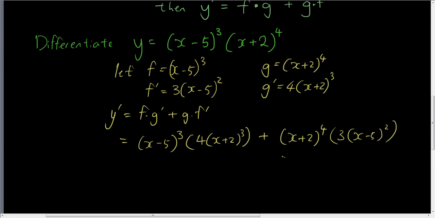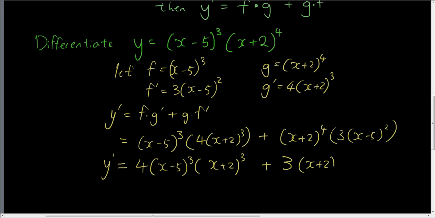So you can write this as y dash equals 4(x minus 5) cubed (x plus 2) cubed plus 3(x plus 2) to the power of 4 (x minus 5) to the power of 2. And you don't need to expand that, okay, because expanding that will take a lot of time.